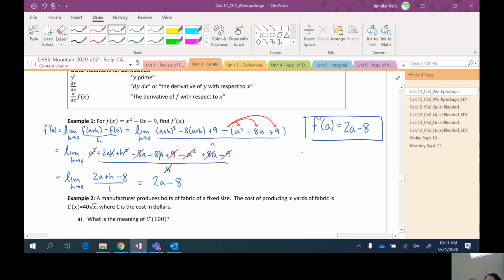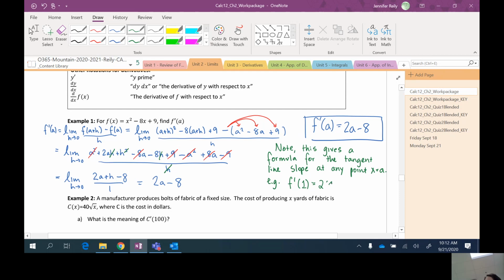So I could find, note, this gives a formula for the tangent line slope at any point x equals a. For example, let's say I was interested in the slope at x equals 1. Then I would just plug 1 into the formula, and I would find out that the slope is negative 6. Okay, so you can do that for any point.